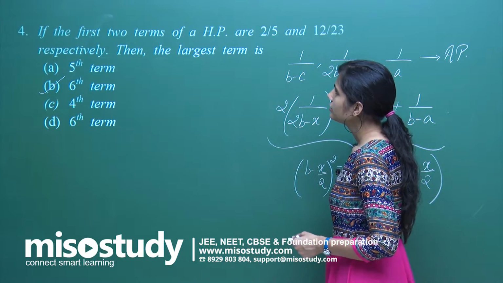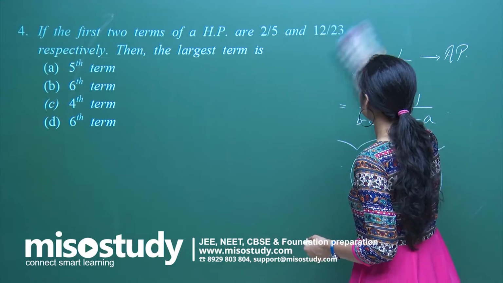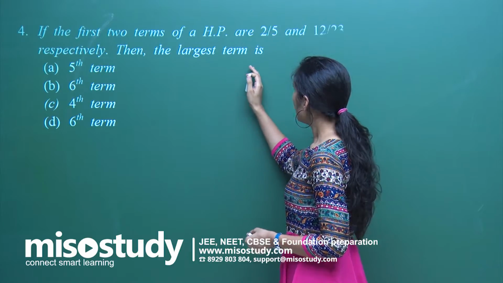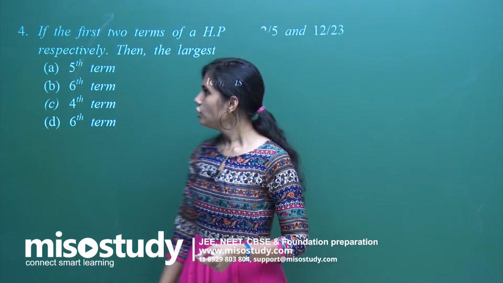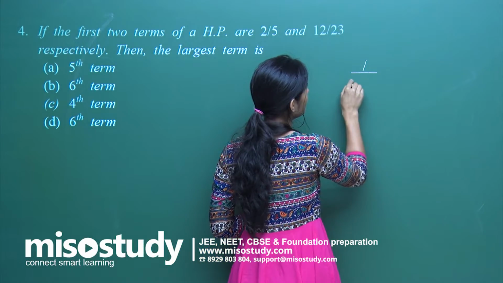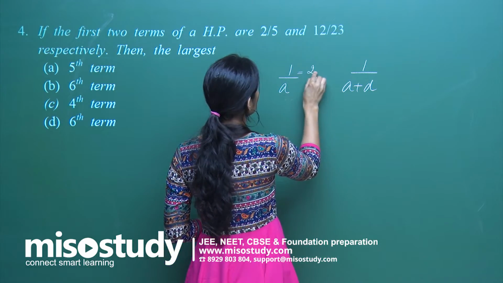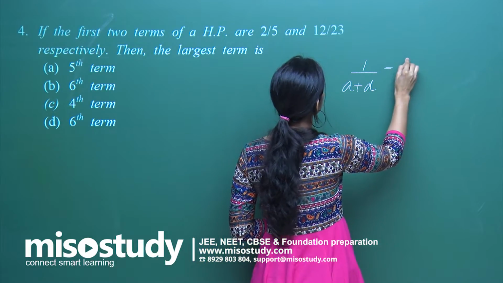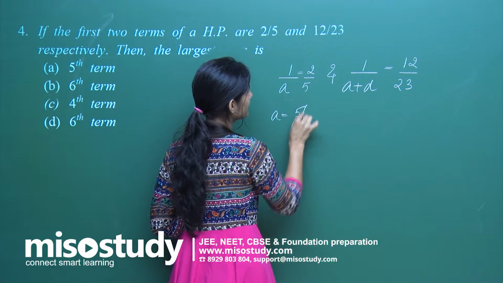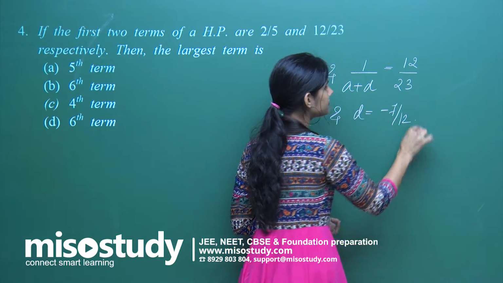Moving to the next question: if the first two terms of a harmonic progression are given to you as 2 by 5 and 12 by 23, then the largest term is what in this HP? The first term of an HP is 1 by A, the second term is 1 upon A plus D, because their reciprocals are in AP, right? 1 upon A is given as 2 by 5, 1 upon A plus D is given as 12 by 23. From here you can say A is 5 by 2, and again you can resolve and get D is minus 7 by 12.